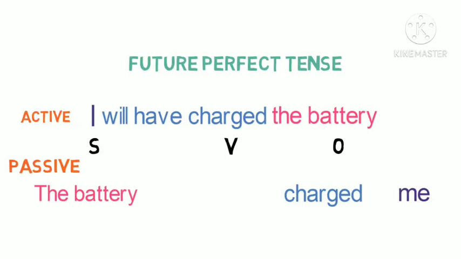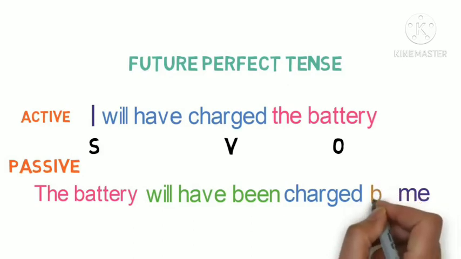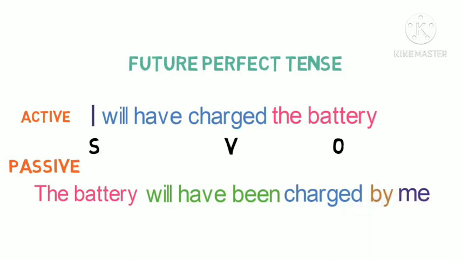the same verb charged. Then it's a future perfect tense. So the helping verb will change like this, will have been. Then add by before the pronoun me. So in passive voice, the sentence is like this, the battery will have been charged by me.